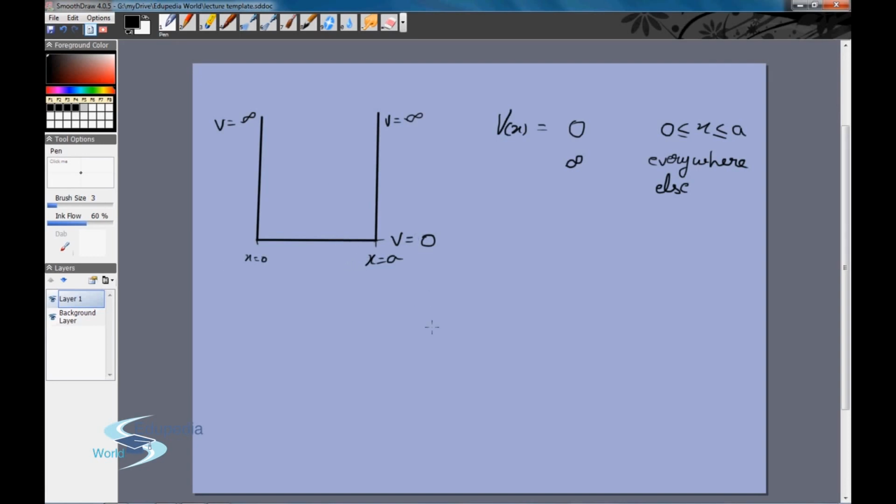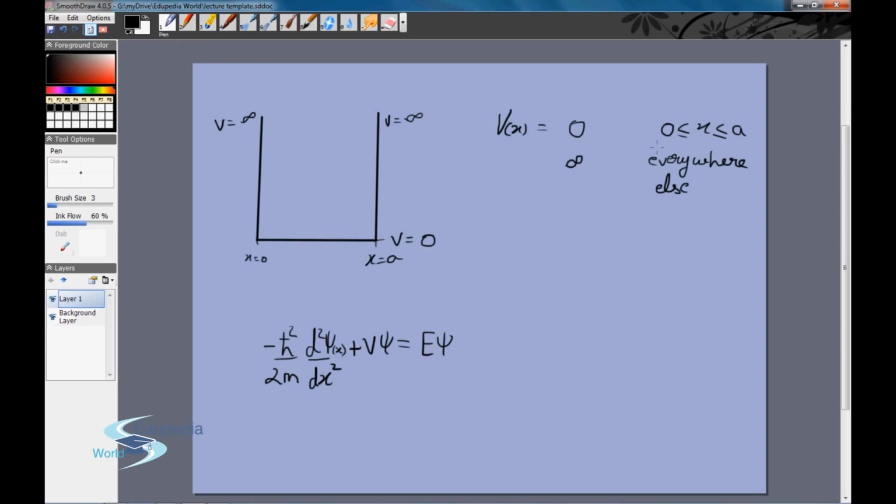So what is the time-independent Schrodinger equation? Minus h bar squared by 2m, d squared psi by dx squared. Notice that this is not a partial derivative because psi only depends on x now. This is the time-independent version, where we've removed the time dependence from the standard Schrodinger equation. Plus V psi is equal to E psi, where E is the energy.